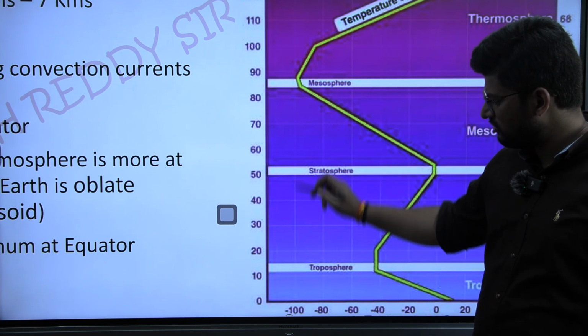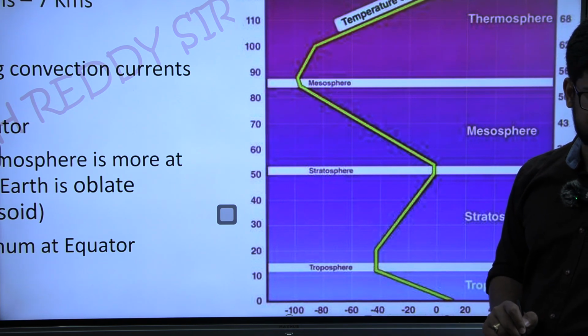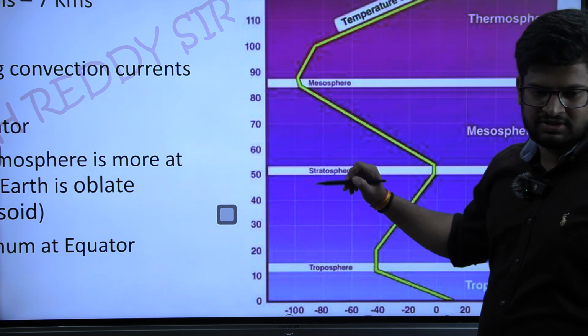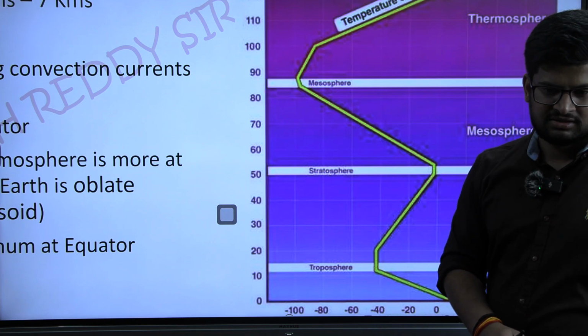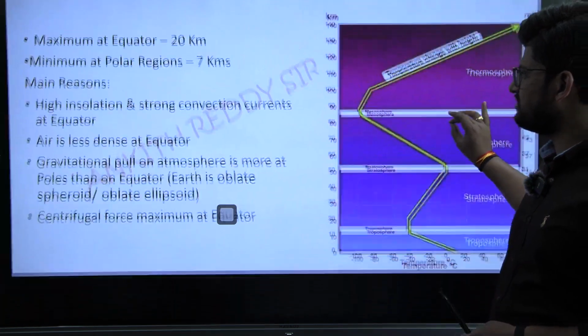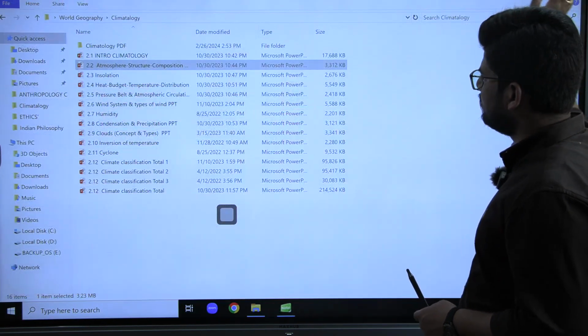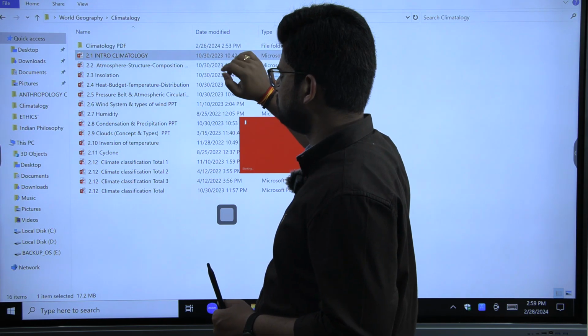The temperature here records around -100. Mesosphere. Okay, mesosphere. Two things you have to remember. It is the coldest layer, temperature drops here, and one more thing that you have to remember is that meteors start burning here.